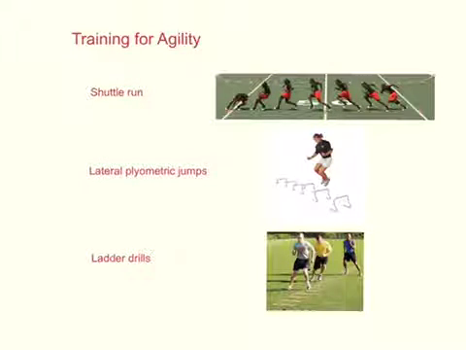Some different ways we train for agility. One, we can use a shuttle run. Again, the shuttle run also tests for agility. It's an agility test. But we can train using that when we're moving as quickly as we can in a small space. Lateral plyometric jumps. We're jumping laterally over an object like a hurdle in the picture. Again, focusing on explosiveness and moving as quickly as possible. Ladder drills. We can do many different patterns with the ladder drills. Forward, backward, in and out. And again, that works on our agility, moving as quickly as we can.